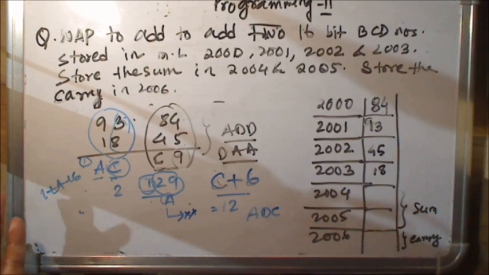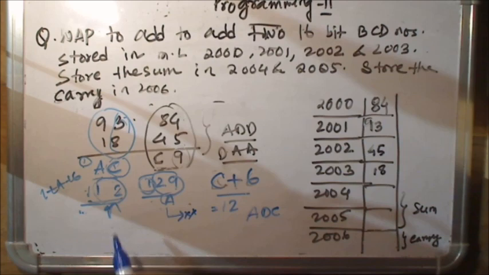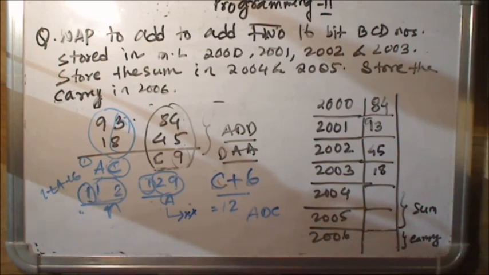A plus 1 is B. B, then C, D, E, F, 10, 11. So 11. Okay, 11, right? Understood? Now 12 will be the sum in the higher byte addition, and 1 will be the carry after the addition is over.